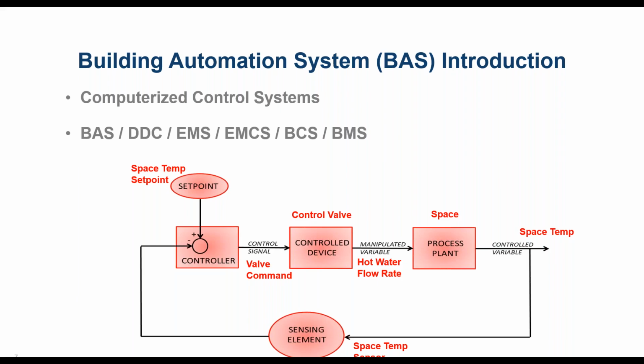There's many terms out there that are all basically synonyms. Building automation system, or BAS. Sometimes you hear these systems referred to as DDC, or direct digital controls, or EMS, energy management systems, EMCS, energy management and control systems, building control systems, or building management systems. And actually, there's probably a host of other acronyms out there that all essentially mean the same thing.